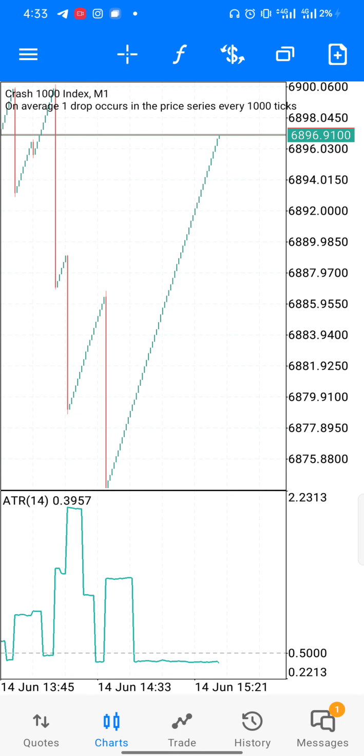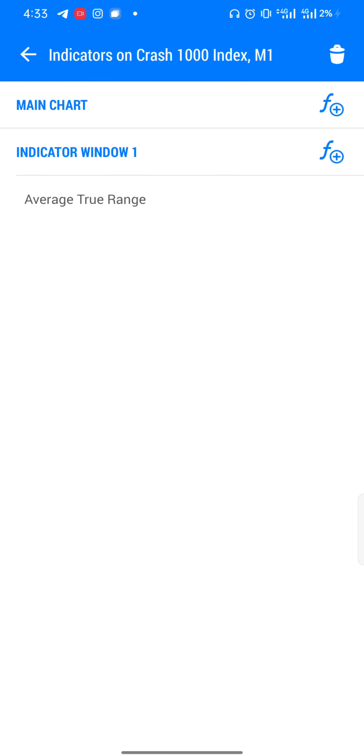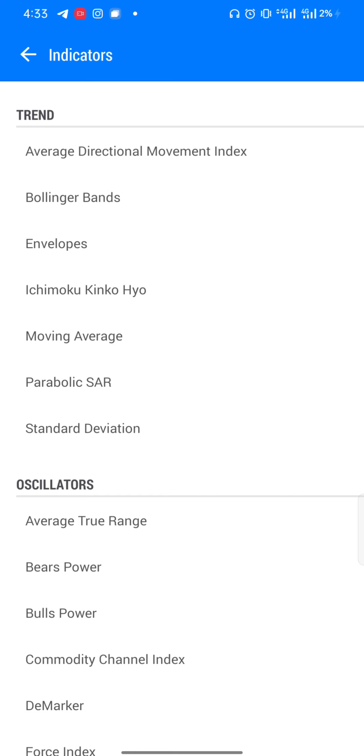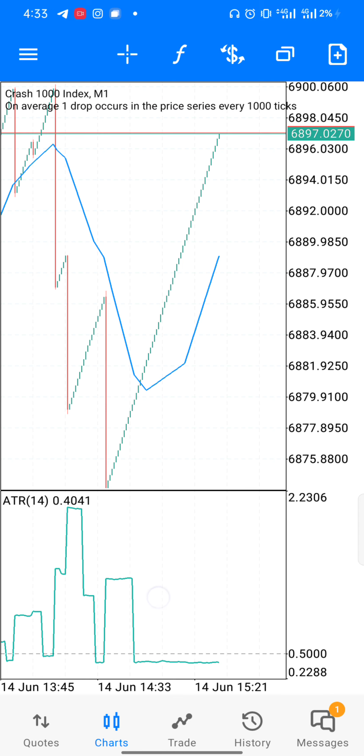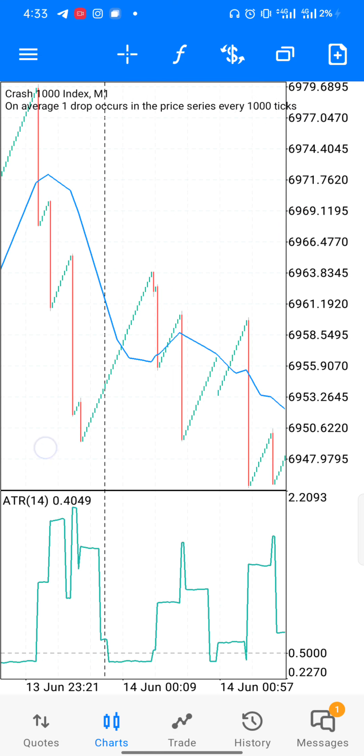The next indicator is a moving average on the main chart, just a 40 EMA, to get your second confirmation of where the market is actually directing or moving to. So you use period 40 for this moving average. Shift 0, method simple, apply to close. The style 3 pixel, you can use the color blue, then you click done. So this is the second moving average for this strategy.